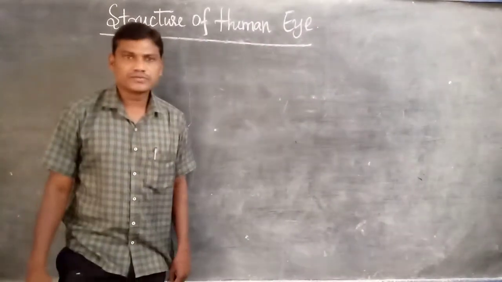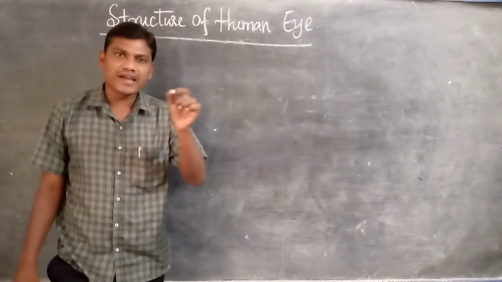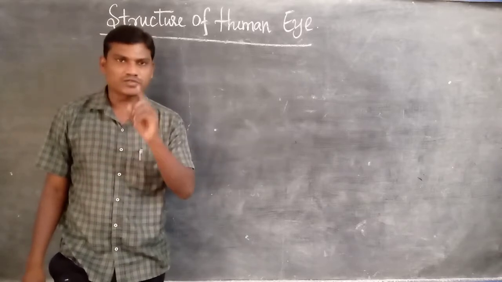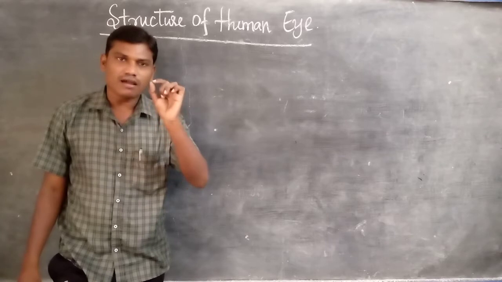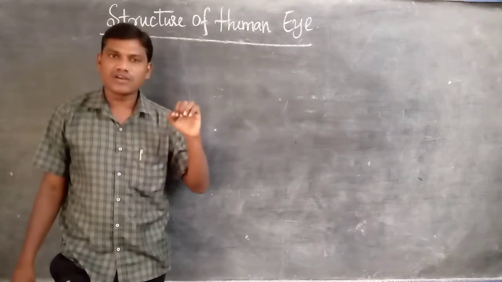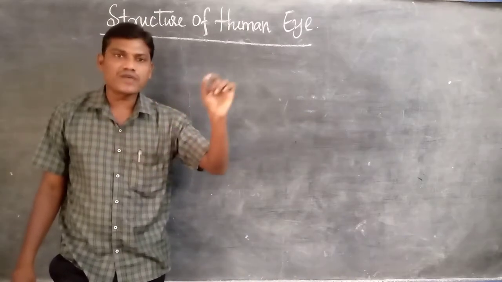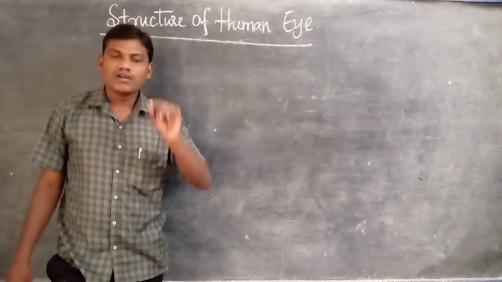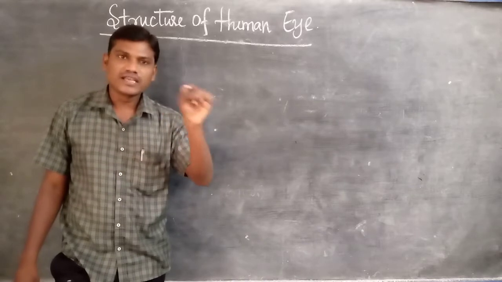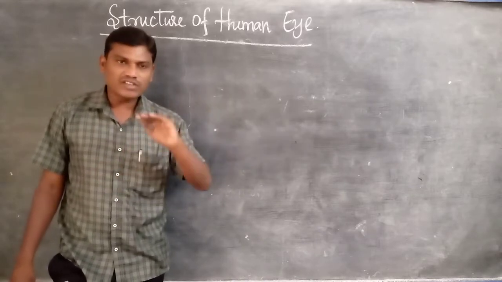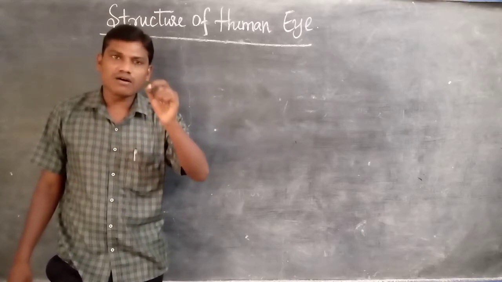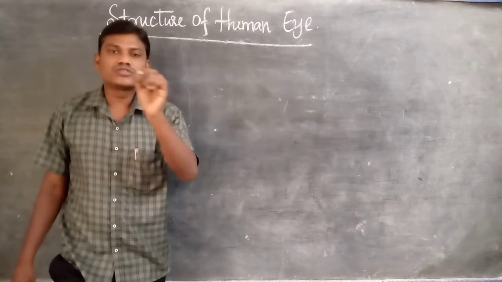In our previous video, in the chapter of human eye and colorful world, we discussed mainly two simple topics. The first one is the least distance of distinct vision. For a normal eye at middle age, it is nearly 25 centimeters. For young age, that is below 10 years children, its value is 7 to 8 centimeters. For old age people, above 60 years, the least distance of distinct vision is nearly 1 to 2 meters.